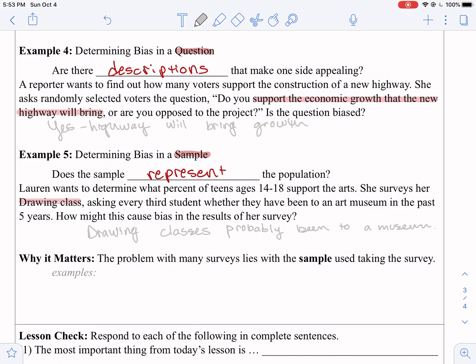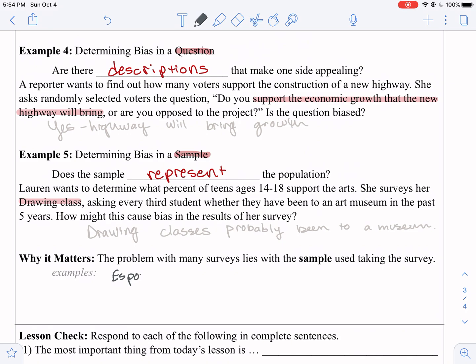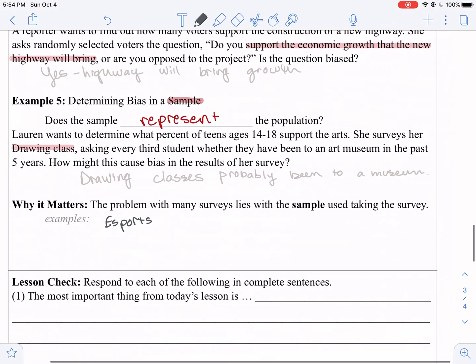Now, this is very, very important because many surveys are misleading because the sample is misrepresentative. That's like asking the esports team how much time they spend playing video games and assuming that is true for the whole class. That's like talking to the distance runners and saying, hey, how far do you typically run in a day, and expecting that to be true for the whole track team.